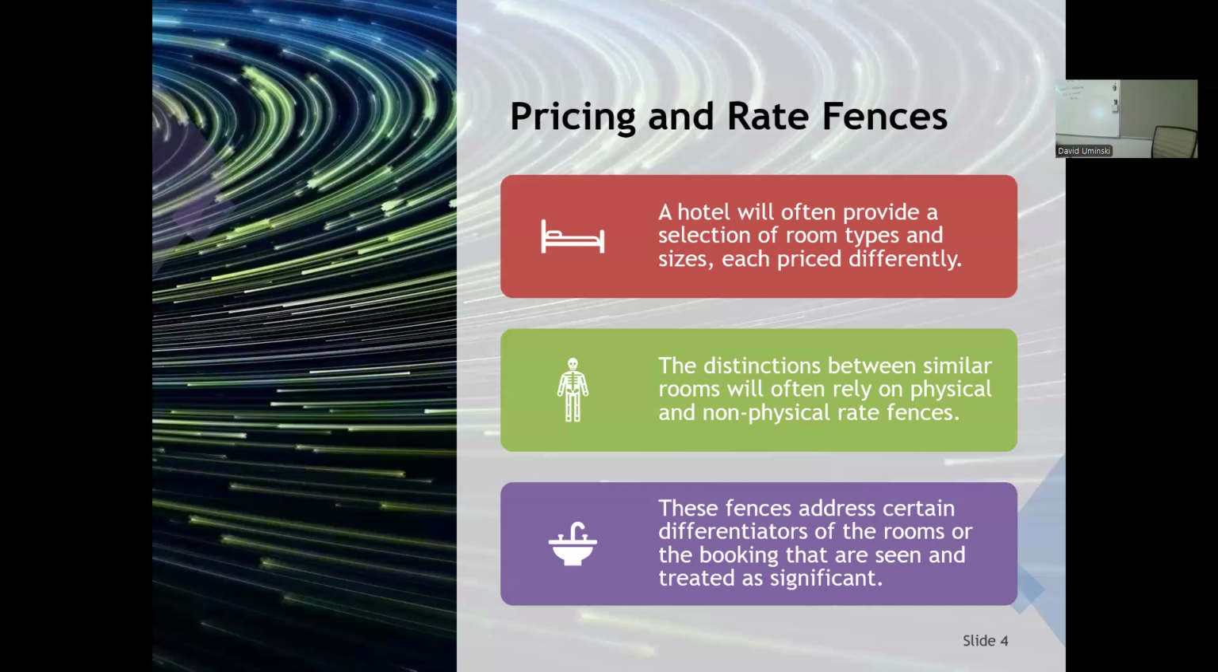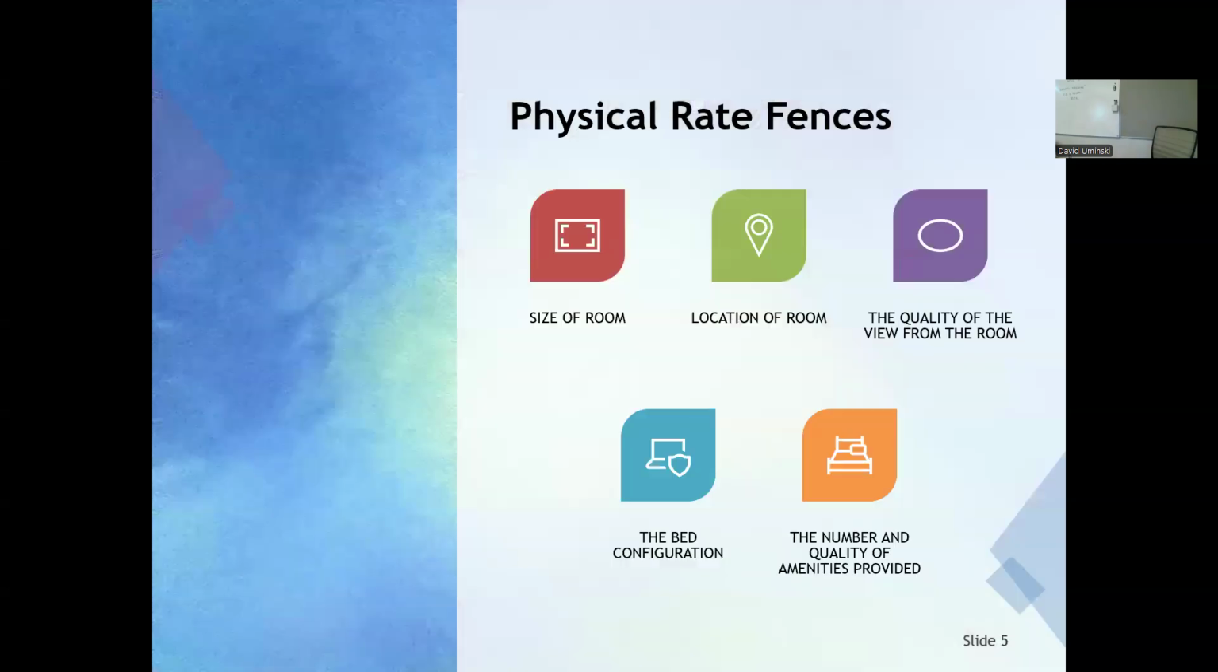So rate fences. These are basically things that will distinguish rooms from one another. Okay. And we have physical and we have non-physical rate fences. So physical rate fences are things that are physically about the room that make it different. So the size of the room.